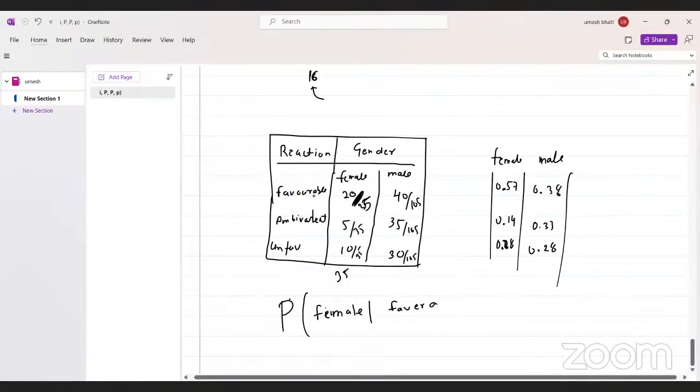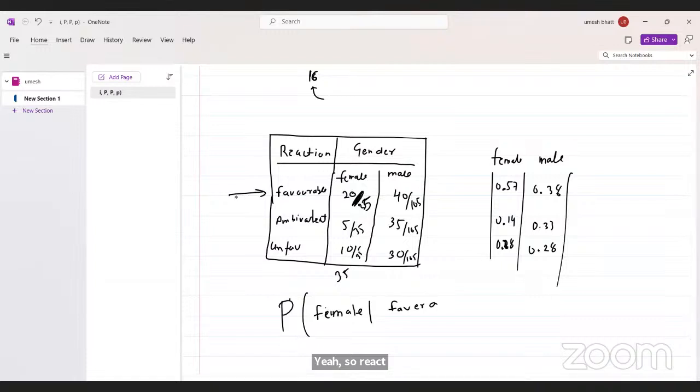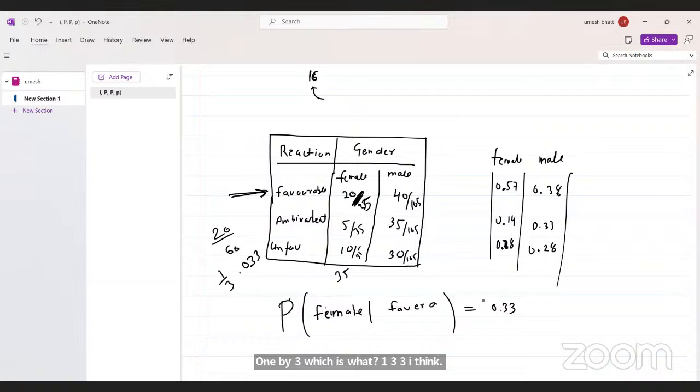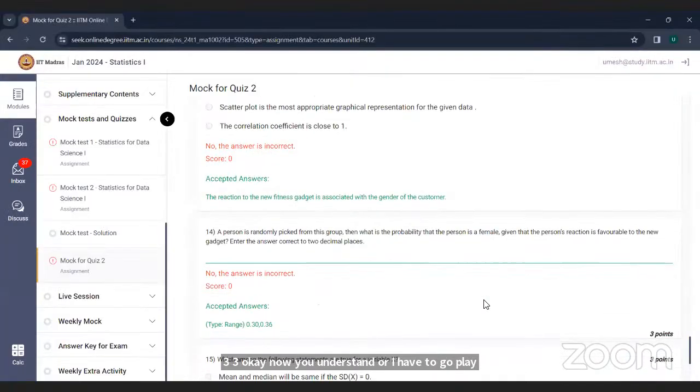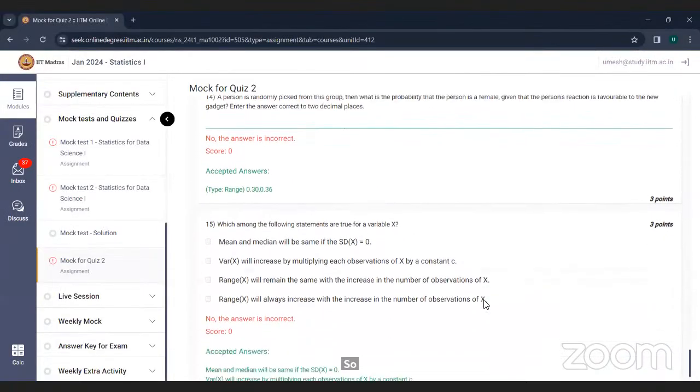React on this region and that person is female. So we have to see the row frequency. So 20 by 60, which is what? 1/3, sir. 1/3, which is what? 0.33, I think. So this is 0.33. Okay, now you understand, or do I have to explain? Yes, sir. I understand. Okay.